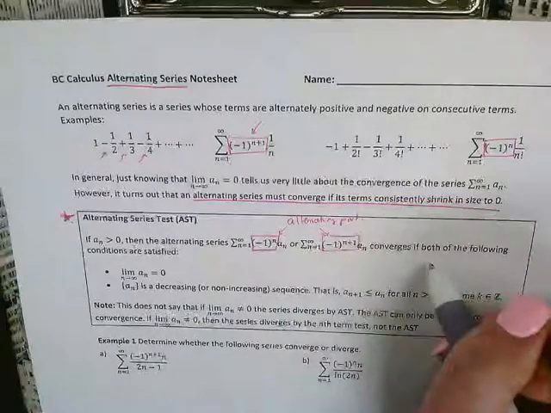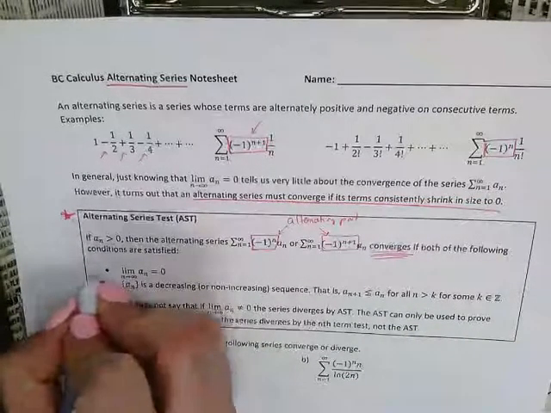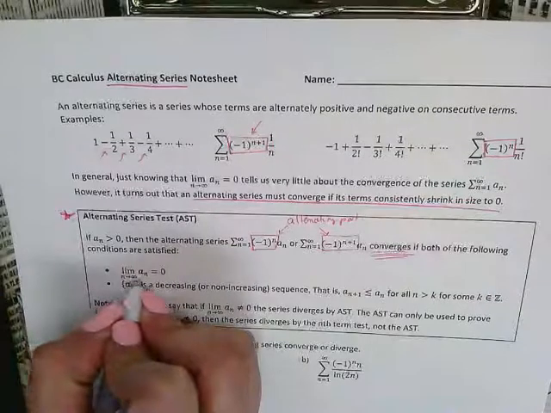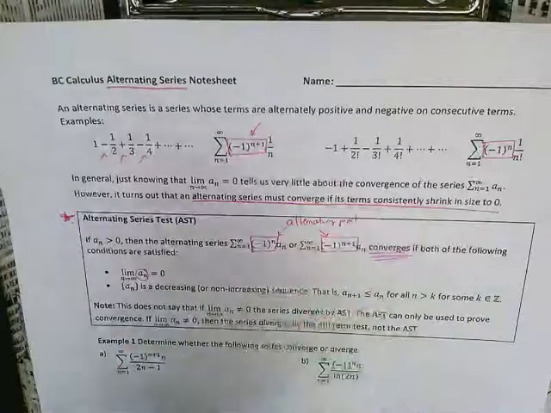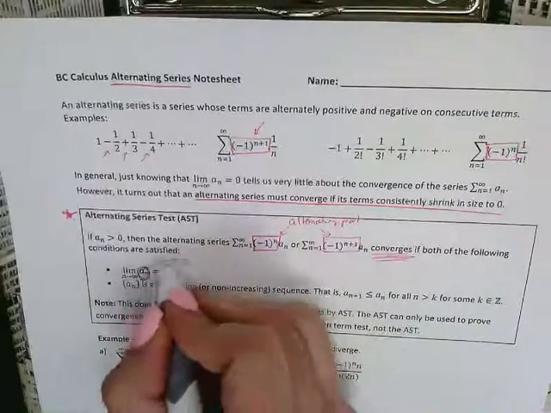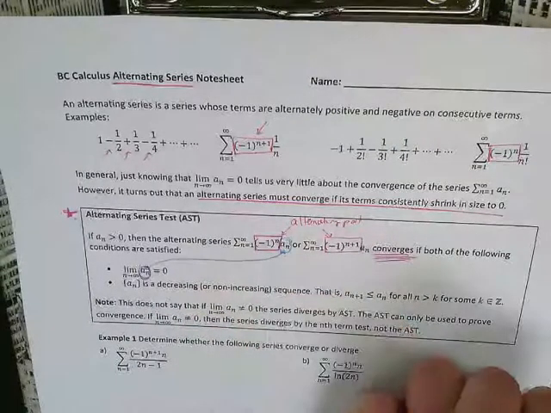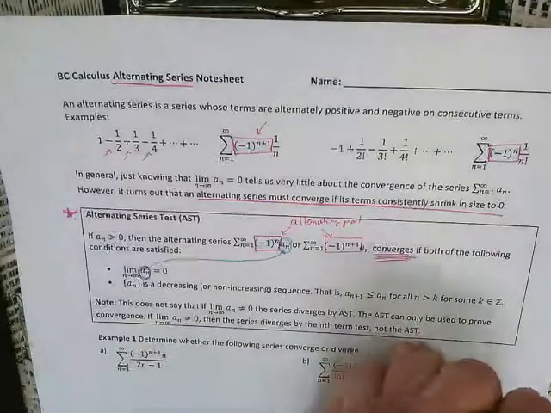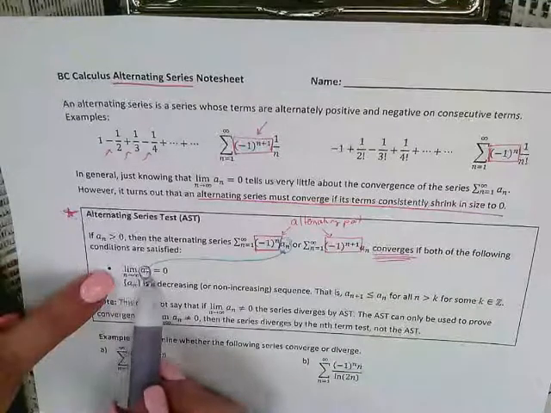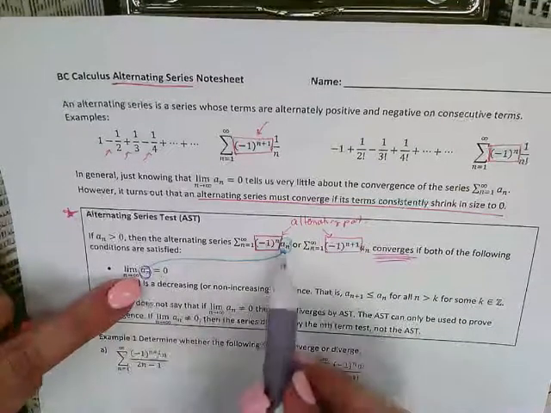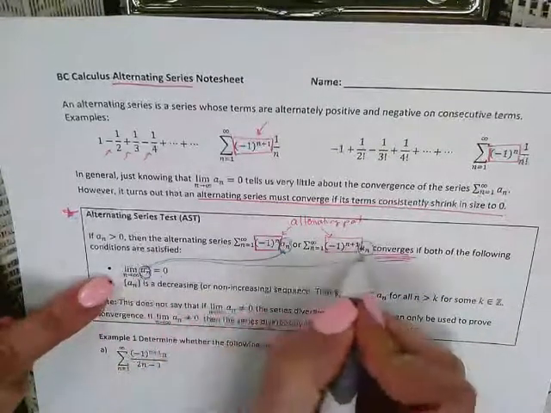These converge if both of the following conditions are satisfied. That means if you take the limit as n approaches infinity of just the a_n part, which means without the alternating part. The alternating part tells us to use the alternating series test, but we're going to use the nth term test and see if it equals 0 just for the a_n part. Okay? And you'll see what that means in just a second with examples.